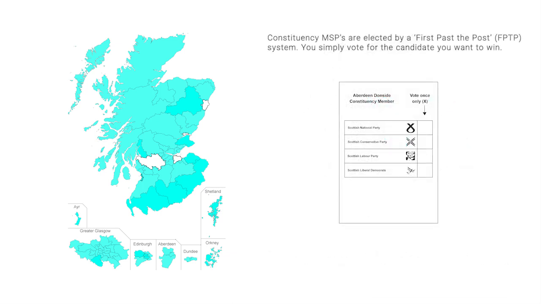Constituency MSPs are elected by a first-past-the-post (FPTP) system. You simply vote for the candidate you want to win. Whoever gets the most votes wins and becomes the MSP for that constituency. It's really that simple.